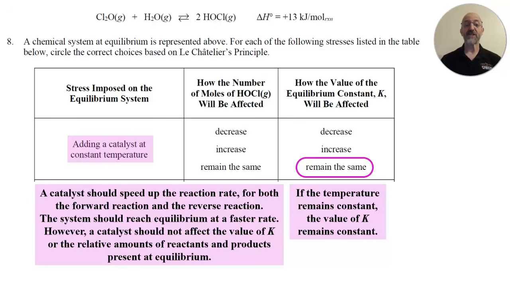The catalyst should not affect the relative amounts of the reactants and the products that are present at equilibrium, so we do not expect a net conversion from left to right. We do not expect a net conversion from right to left. We simply would reach equilibrium at a faster rate. So the answer for this first part is that there would be no shift in the equilibrium position, so the number of moles of HOCl will not be affected. So that would remain the same for both the number of moles of HOCl and the value of the equilibrium constant K. Let's go ahead and take a look at our next stress.